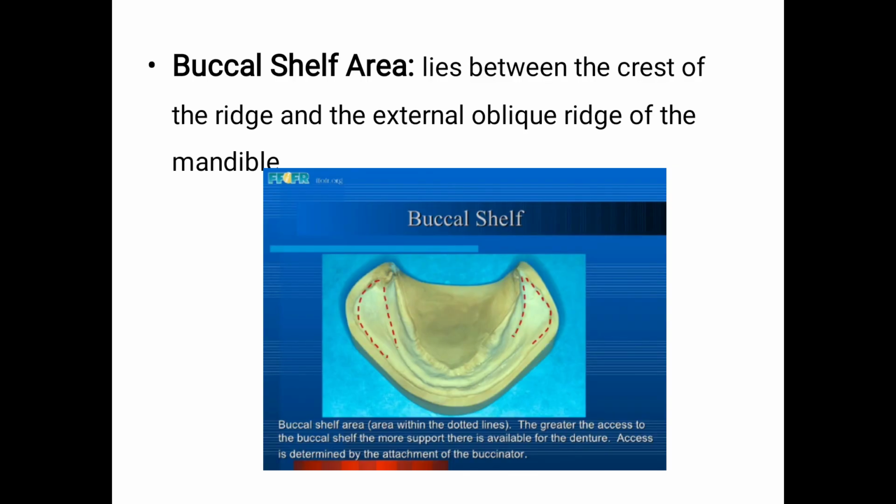طيب, the buccal shelf area is also an important landmark. The area lies between the crest of the ridge and the external oblique ridge. ده الكريست of the ridge حقنا، ده external oblique ridge. Area in between is the buccal shelf area. The dense bone. Buccal shelf area is a dense bone. This bone supports the denture. Give a primary stress bearing area، يعني بيشيل stress من الدنشر، primary stress. Okay. Any vertical force on the denture will be carried by this buccal shelf area.